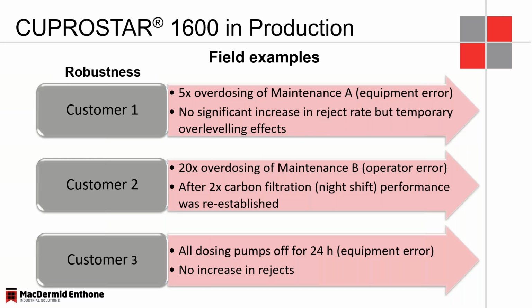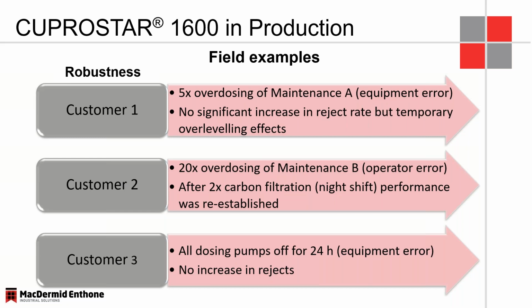So these are three different examples of situations that were either overdosed or underdosed. The first was an overdosing of the maintenance A in the CUPROSTAR 1600. So an equipment error where it allowed or forced the maintenance A to be overdosed into the system. We were not, thankfully, subject to an increase in reject rate. There were some temporary effects of overleveling, but the reject rate did not skyrocket or go up as a result of this overdosing.